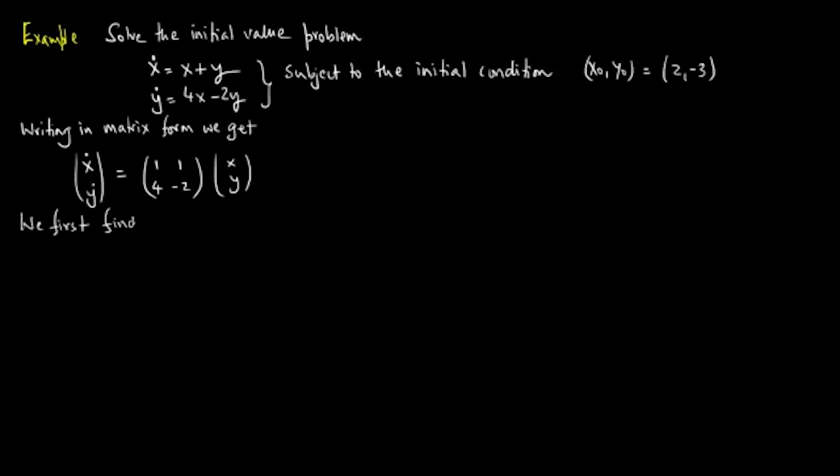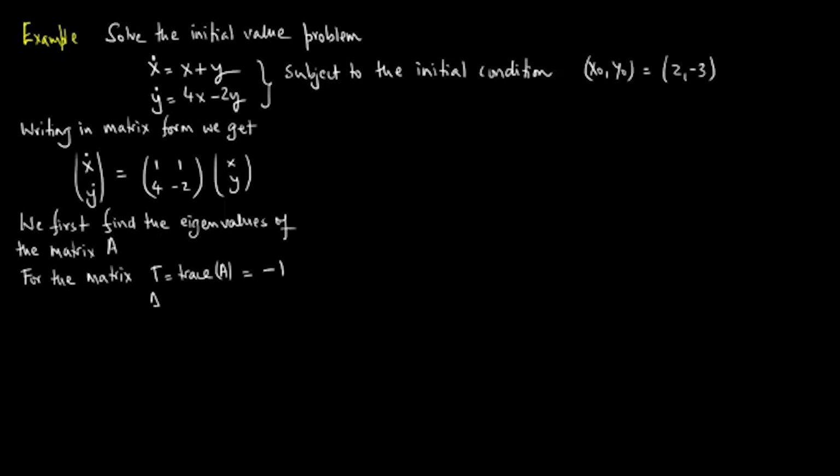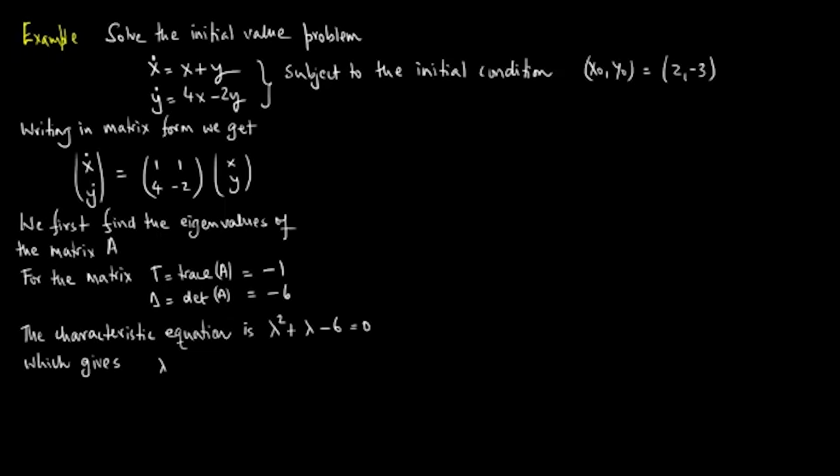So we first find the eigenvalues of the matrix A. For the matrix, the trace of A is equal to minus 1 and the determinant of A is equal to minus 6. The characteristic equation is lambda squared plus lambda minus 6 is equal to 0, which gives lambda 1 is equal to 2, lambda 2 is equal to minus 3 as solutions.